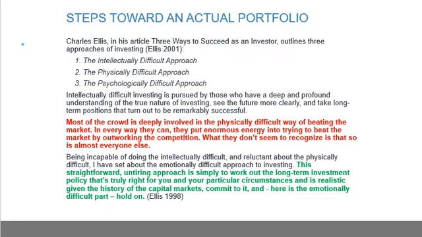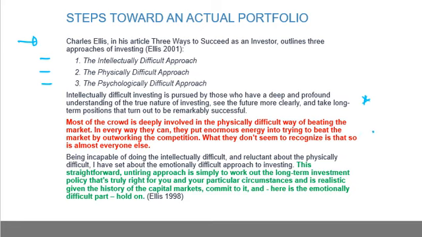On this slide, I'm just looking at some quotes from Charles Ellis from his article, 3 Ways to Succeed as an Investor, and he outlines 3 approaches to investing. 1 is the intellectually difficult approach, 2 is the physically difficult approach, and 3 is the psychologically difficult approach. So the intellectually difficult investing is pursued by those who have a deep and profound understanding of the true nature of investing, see the future more clearly, and take long-term positions that turn out to be remarkably successful. So that would be someone in that category like Warren Buffett, okay, who's been very successful over the long term.